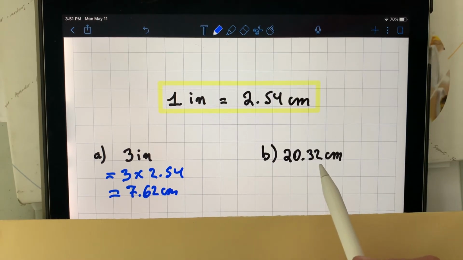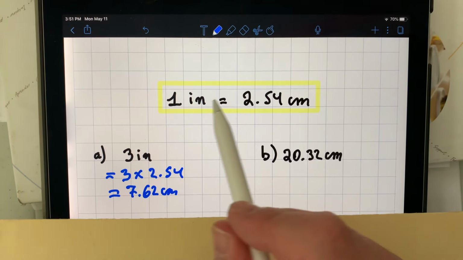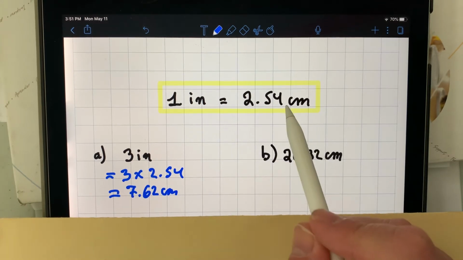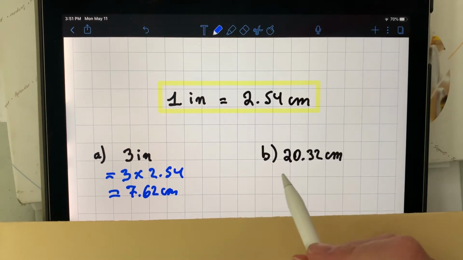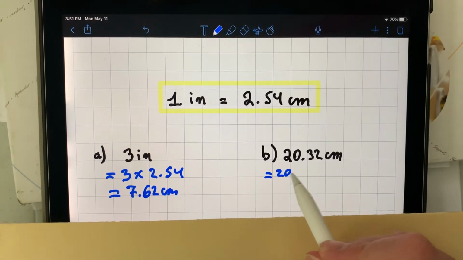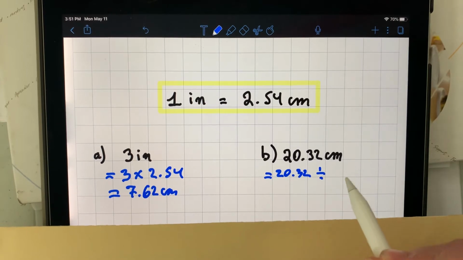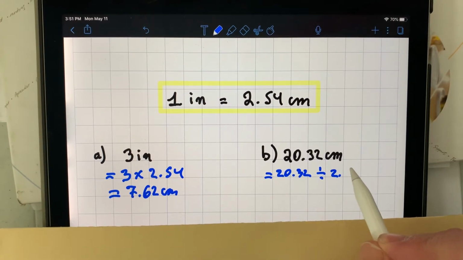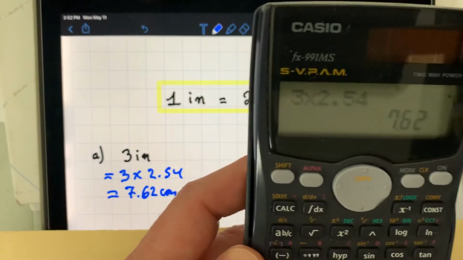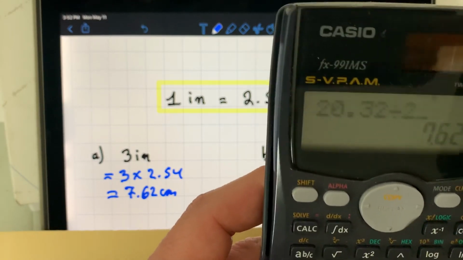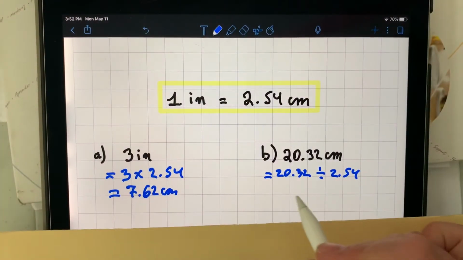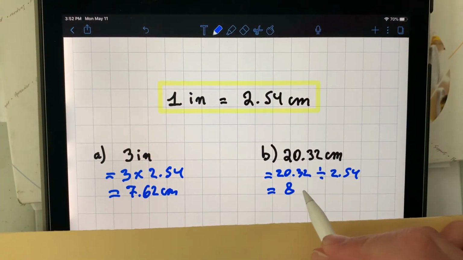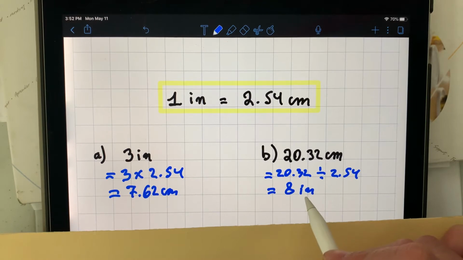So this is 20.32 centimeters, and I need to bring it into inches. Okay, I have more centimeters, fewer inches, 2.54 times fewer. So I'm going to divide. I'm going to say 20.32 divided by 2.54, which gives us exactly 8. And 8 inches. So 8 inches is the same as 20.32 centimeters.